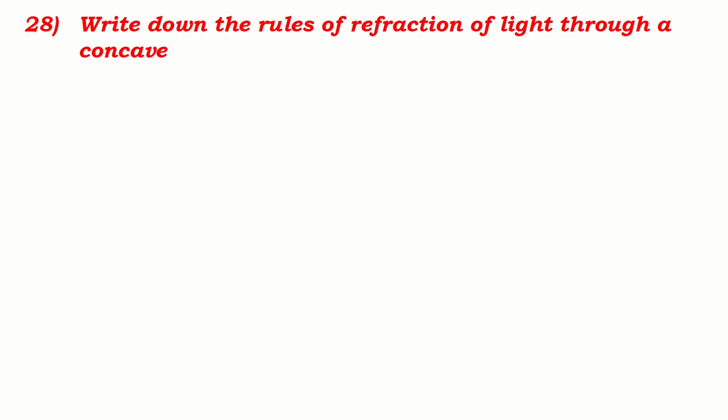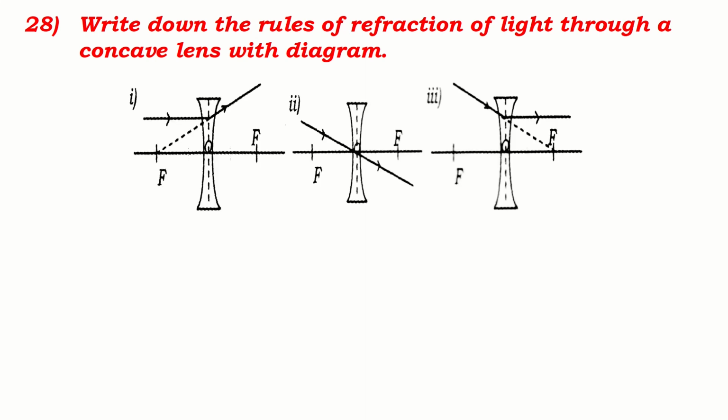28. Write down the rules of refraction of light through a concave lens with diagram. Now I am talking about the concave lens. Concave lens, do you remember? This is thinner in the middle and thicker at the edge. Okay, these are the diagrams which represent the rules of refraction of light through a concave lens.